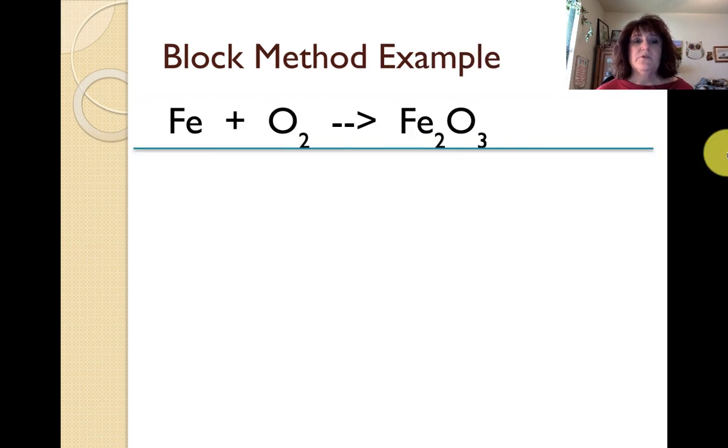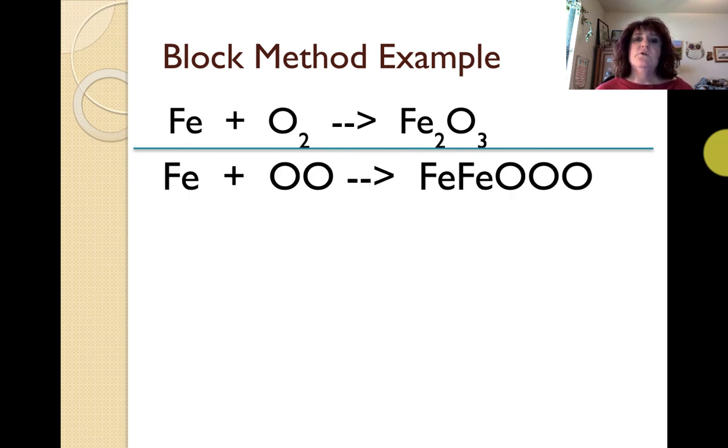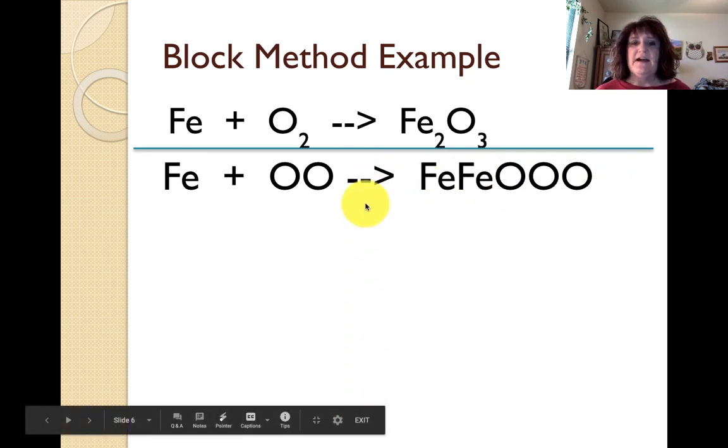Block method example, you're given this equation, Fe plus O2 makes Fe2O3. So step one is to atomize. Notice I kept the plus signs and I kept the arrow, but I looked at things as what they were. So this is Fe, iron, 2 oxygen, 2 iron. Notice it's not FeE, it's FeFe, and 3 oxygen. Now, this is my dividing line, okay?